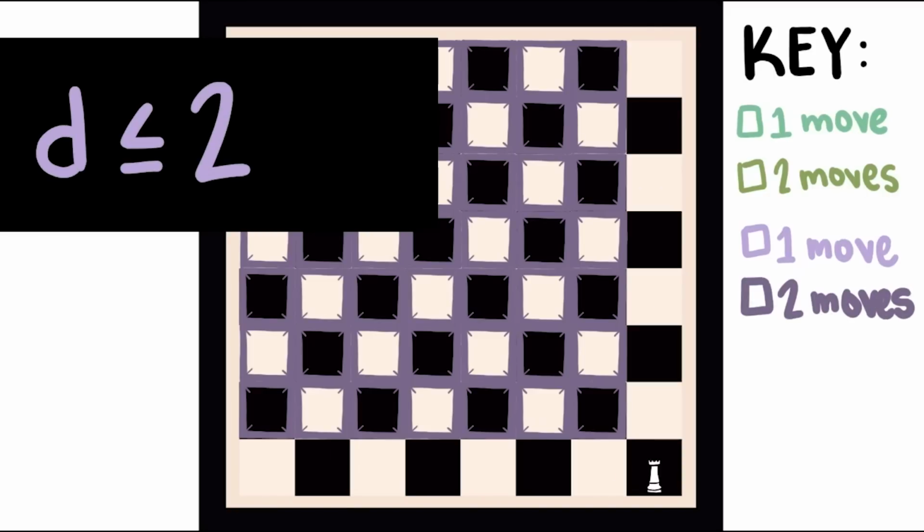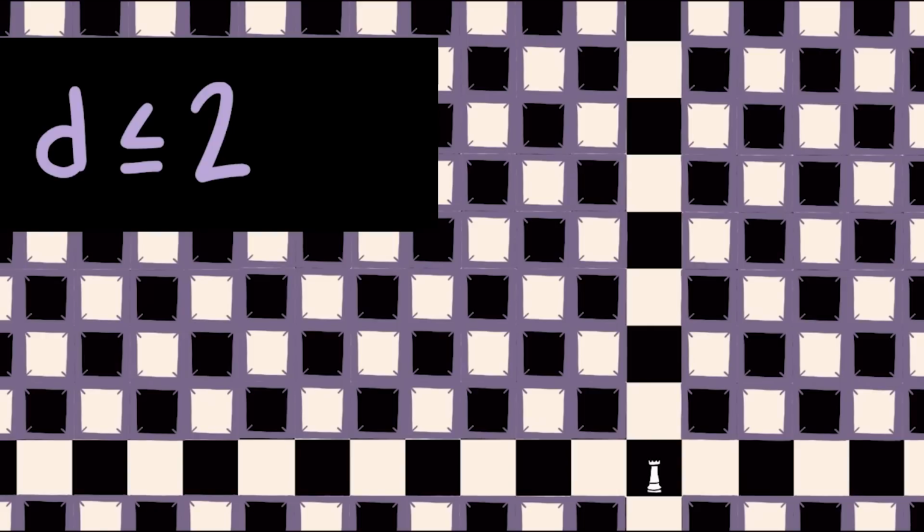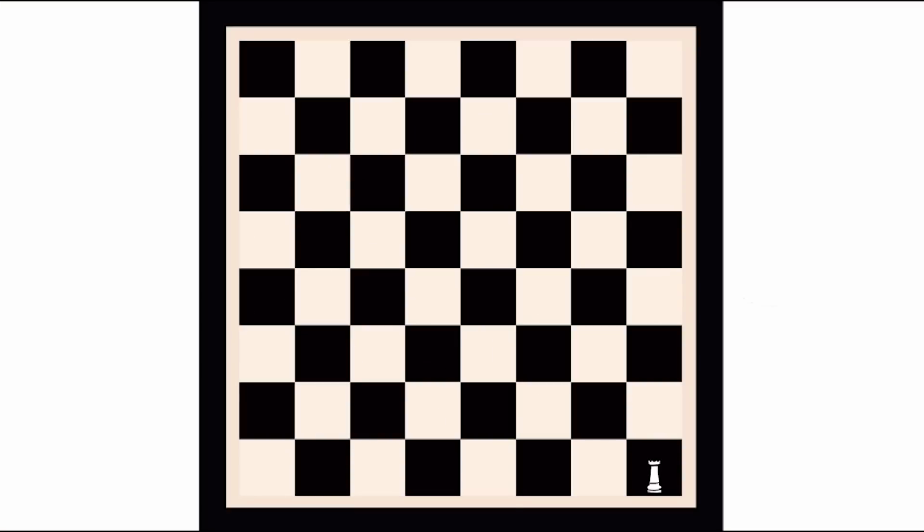If no other pieces are on the board, even on an infinite chessboard, the farthest a point can be from a rook is only 2 moves, so 2 is the maximum distance. So to a rook, there are only 2 circles with positive radii. This one and this one.